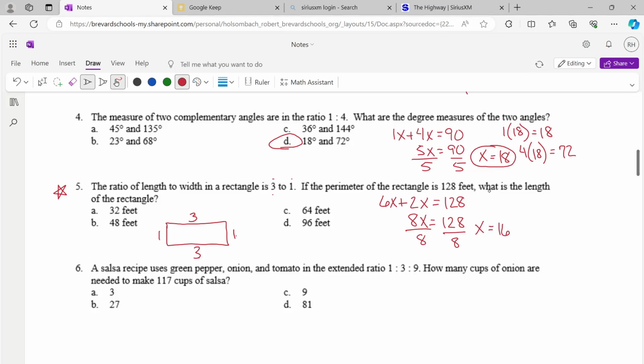If the perimeter is 128, what is the length? They want the length. Well, the length is 3 times the multiplier. So the length is going to be 3 times the 16. And 3 times 16 is 48.